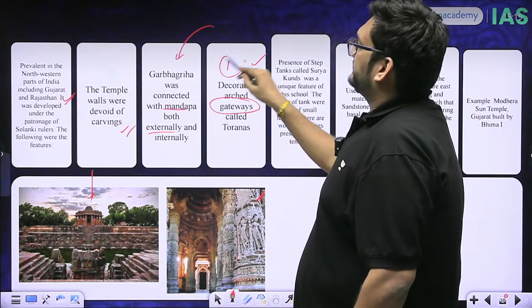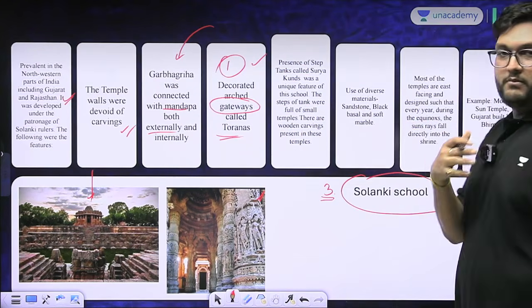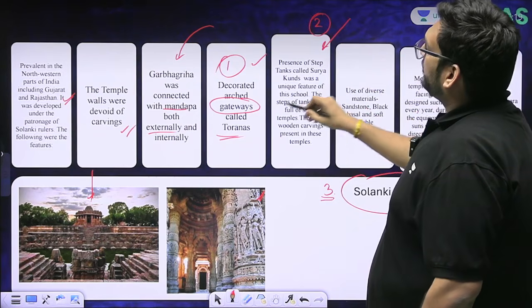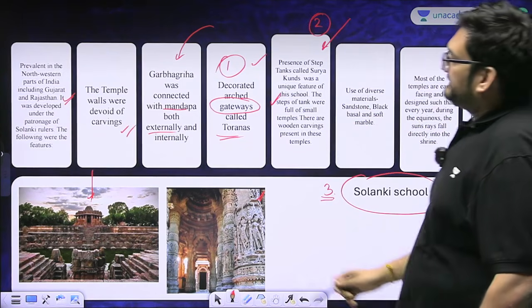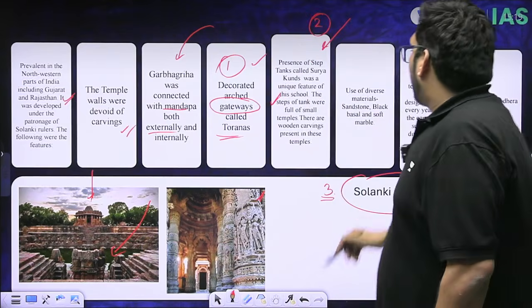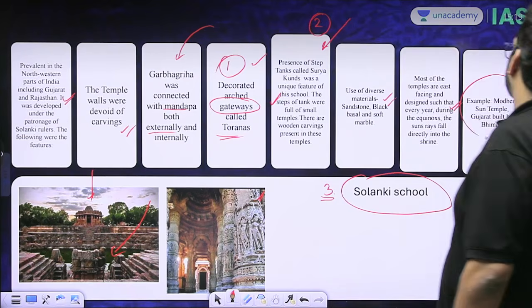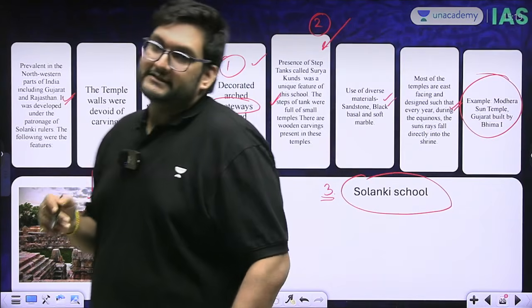Now, this is the first exception. They are called toran, taken from Buddhist architecture. Then you also get a lot of water tanks, which are basically called Suryakunds, mostly made out of sandstone or black basaltic rock. Mostly sun temples, the Modhera sun temple, Bhima one, is an example of this.